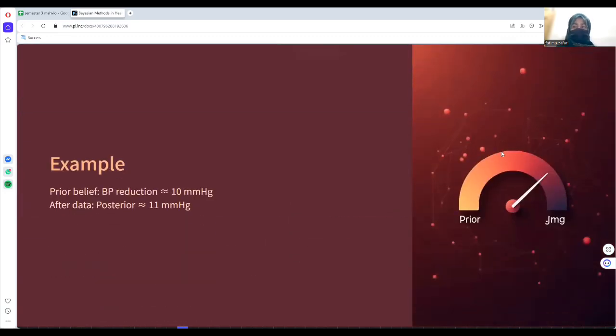So we have an example here. The prior belief is a BP reduction of 10 mmHg. First we have the prior belief, that is our initial belief, a 10 mmHg BP reduction. And what is it after the data? Our observation is 11 mmHg.